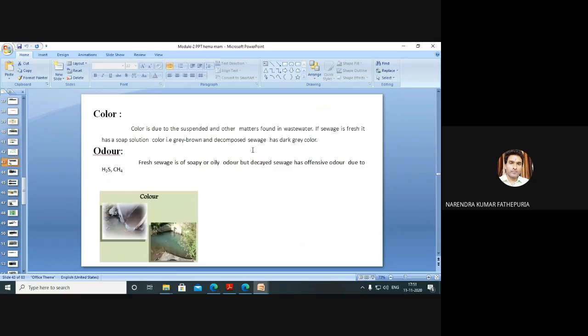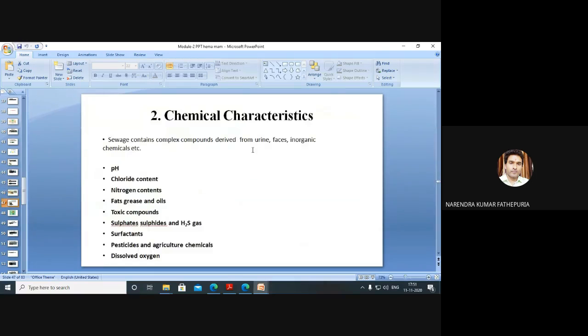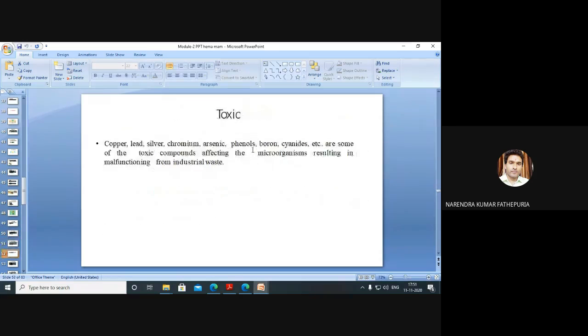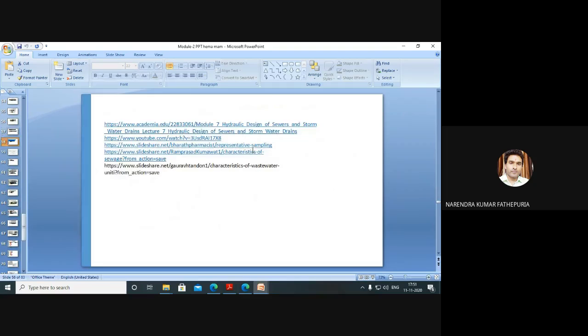So these are the things. Not going into the detail, just briefly I will explain. Color, odor, various units, temperature, total solids, turbidity, chemical characteristics. These are chemical characteristics. Just go through the PPT.